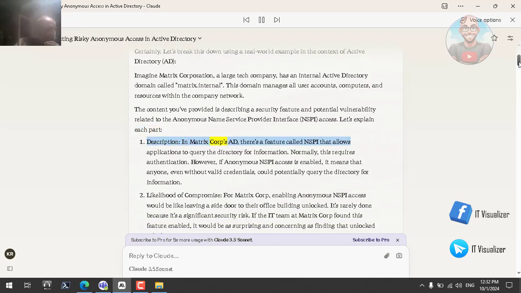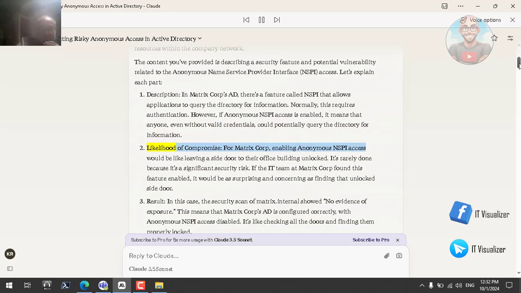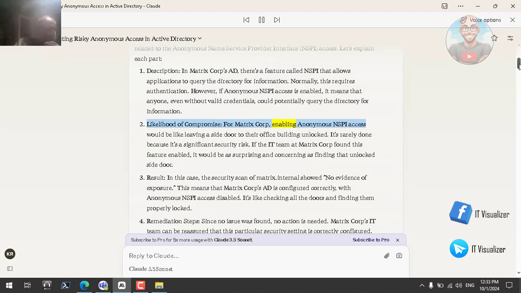Description. In Matrix Corp's AD, there's a feature called NSPI that allows applications to query the directory for information. Normally, this requires authentication. However, if anonymous NSPI access is enabled, it means that anyone, even without valid credentials, could potentially query the directory for information. Likelihood of compromise. For Matrix Corp, enabling anonymous NSPI access would be like leaving a side door to their office building unlocked. It's rarely done because it's a significant security risk. If the IT team at Matrix Corp found this feature enabled, it would be as surprising and concerning as finding that unlocked side door.